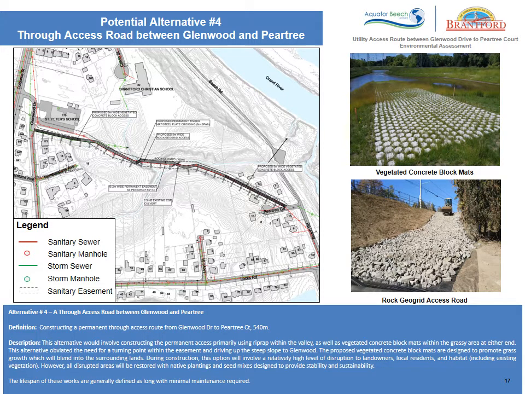Alternative 4 includes an access road that then extends from Glenwood Drive through the valley and continues on through Peartree Court. The access road along the private properties of Peartree Court and alongside of St. Peter's School would be composed of a vegetated concrete block mat to stabilize the ground while still maintaining the presence of vegetation, with a rock reinforcement within the midsection.